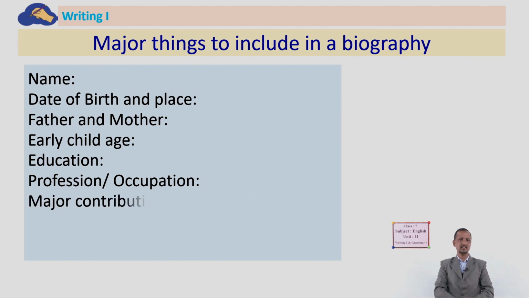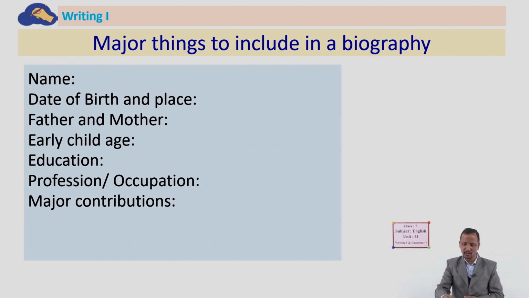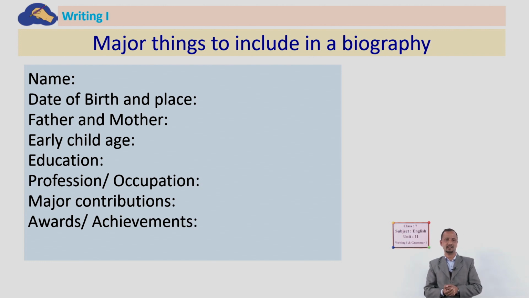Now, next one, major contribution. What has he or she given as contribution to the society, to the community, to the whole country in different areas? So major contribution we have to include. Now, awards or achievements. What are the awards or achievements that a particular person has got during his lifespan? So you have to include that.